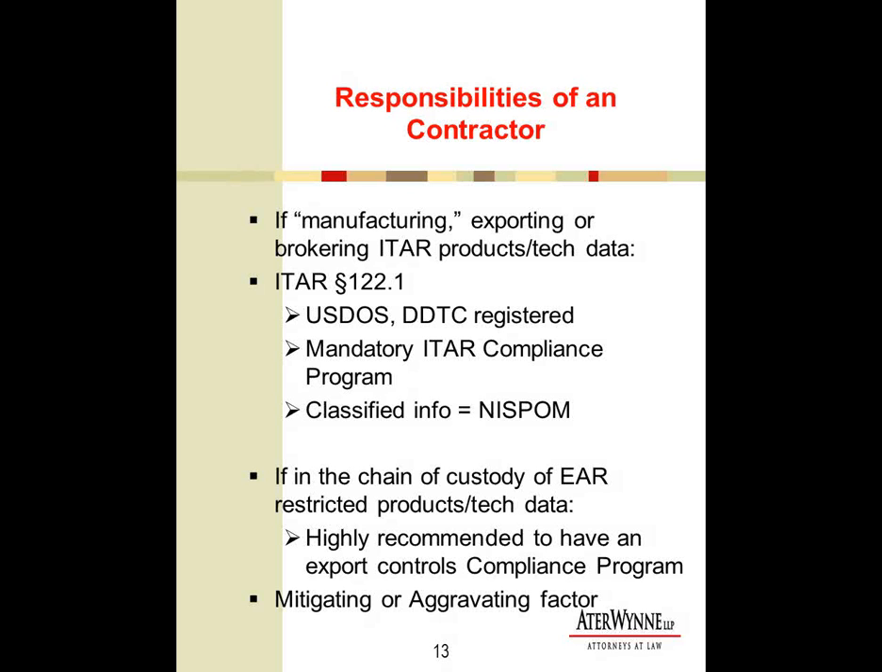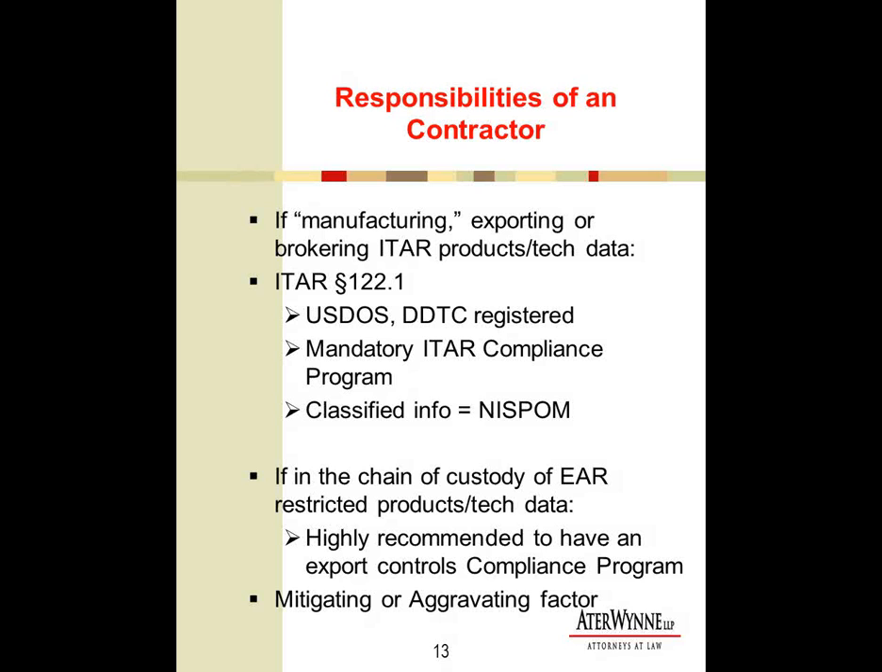Also, one thing to note that as a contract manufacturer, if you are dealing with classified information or information that the U.S. government has deemed to be important and restricted for national security purposes, there is a manual called the NISPOM, the National Industrial Operational Manual, that governs classified information related to products for which you might be providing services or manufacturing.